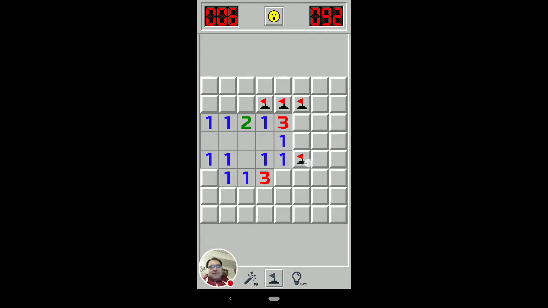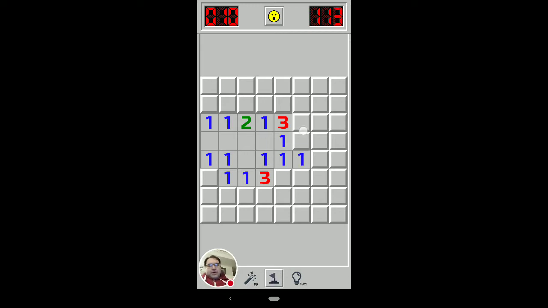So you know that this one can't be a mine, because if it were, it would lead to an impossible situation. So it's not that one. That means that one of these 2 is a mine. And real quick, that means obviously that that one isn't. So you can go ahead and uncover that one.